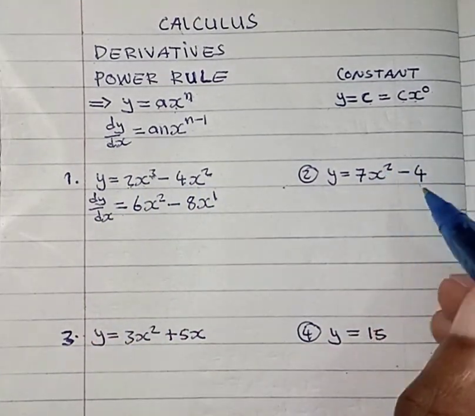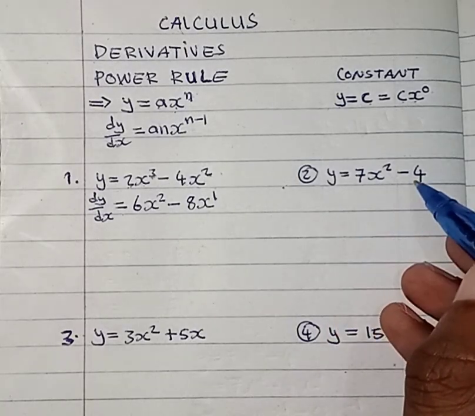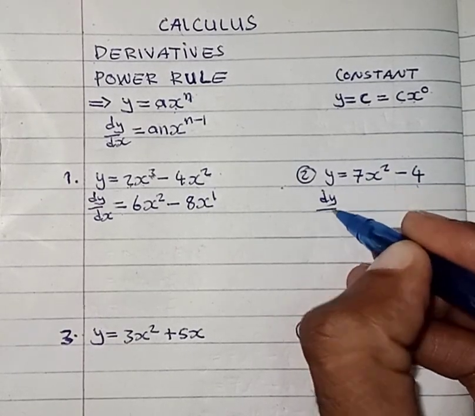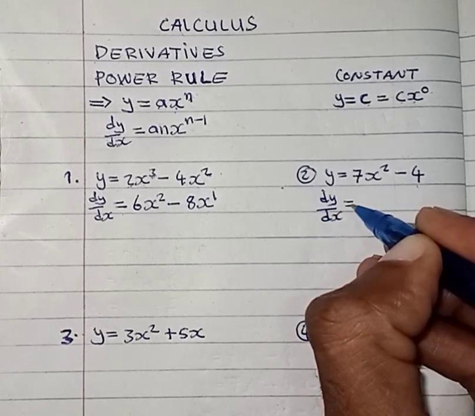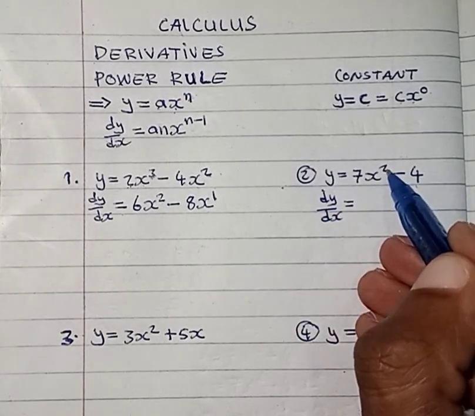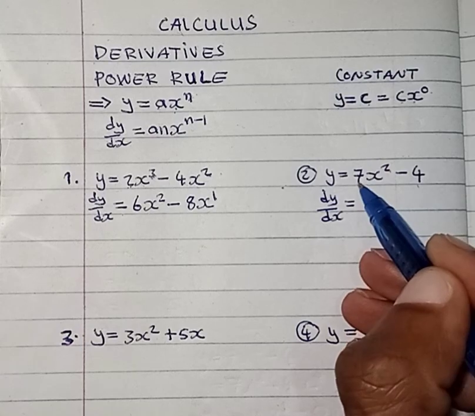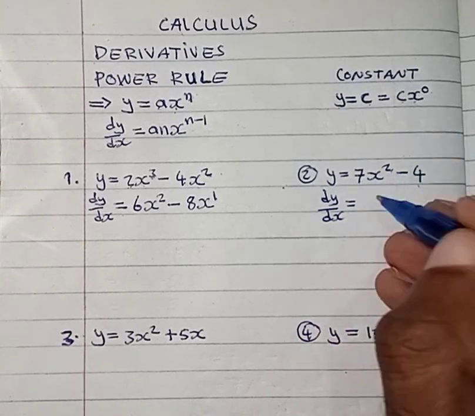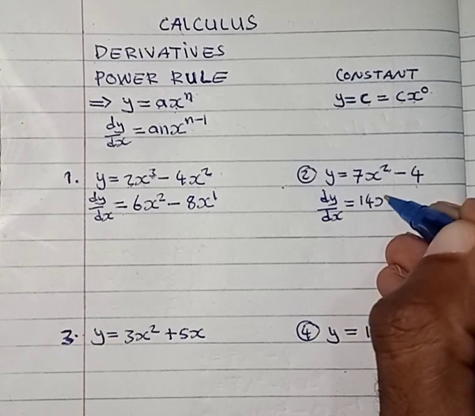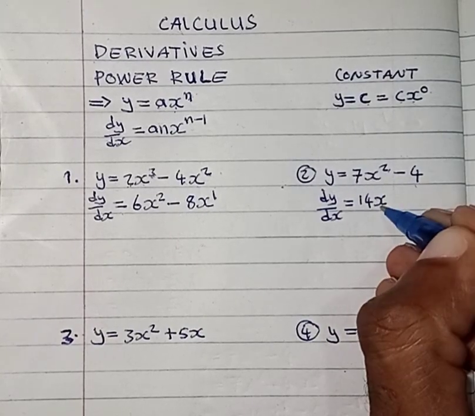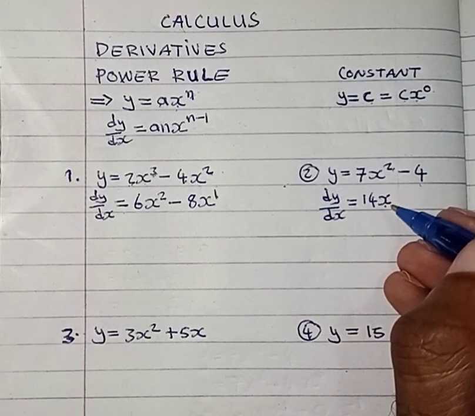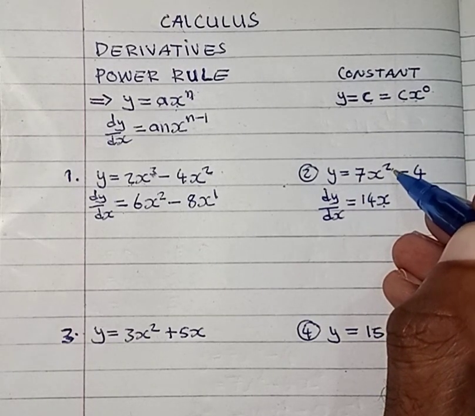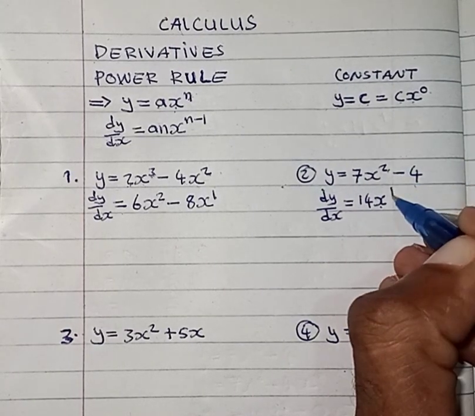Then the other one, we have y is equal to 7x squared minus 4. For this one, we introduce the notation dy dx, which is equal to... I'm looking at this power 2. So 2 multiplied by the coefficient 7. So 2 times 7, we get 14. Then you drop down this x, and we reduce this power by 1. So 2 minus 1, we get 1.